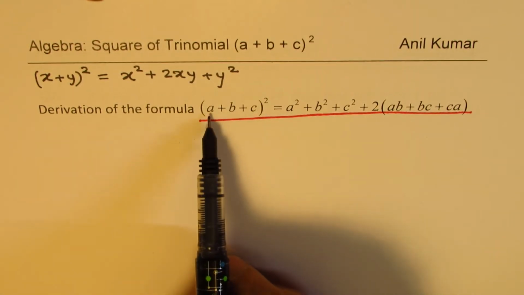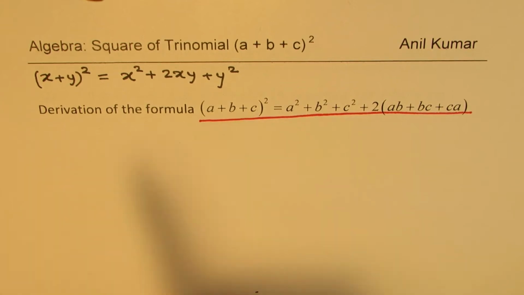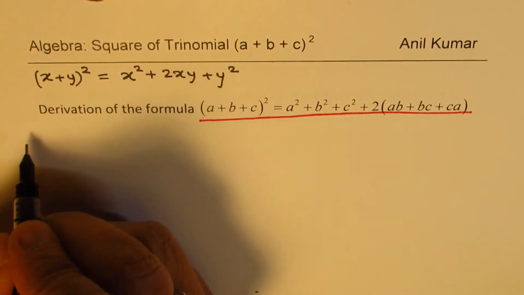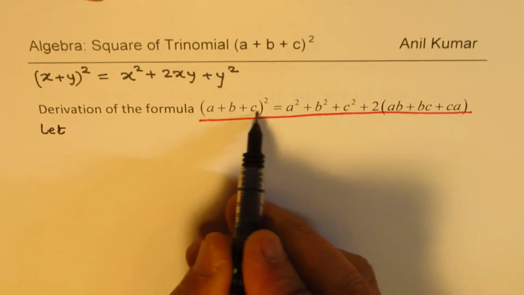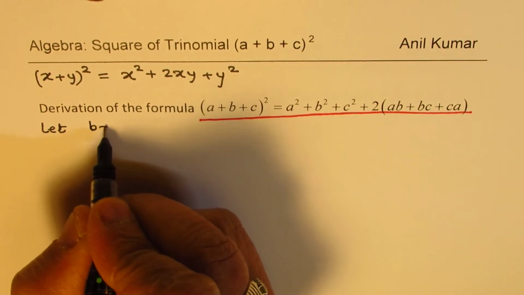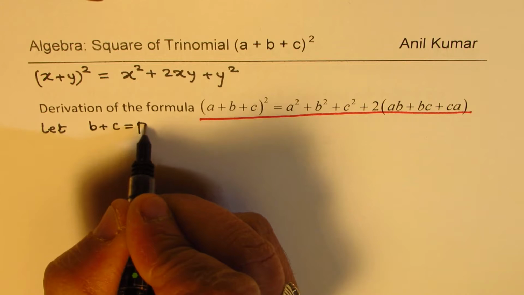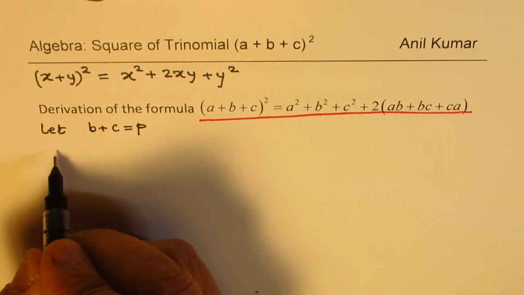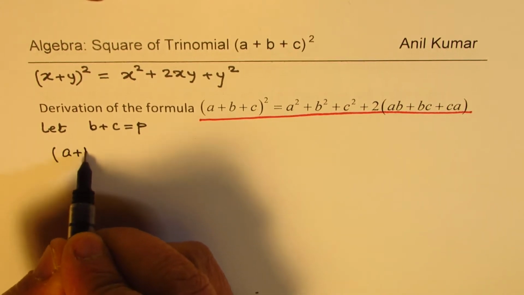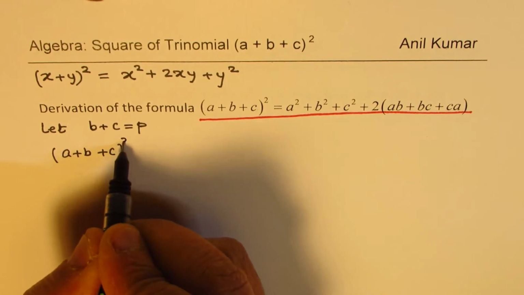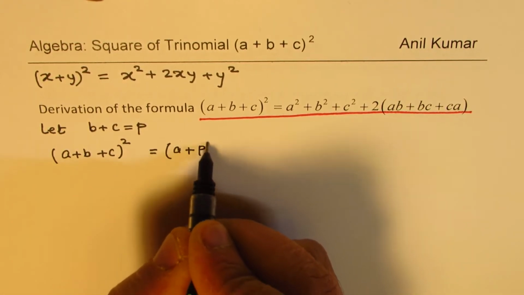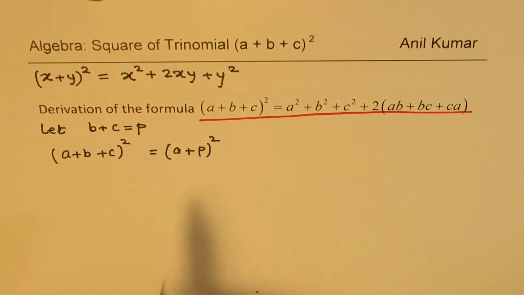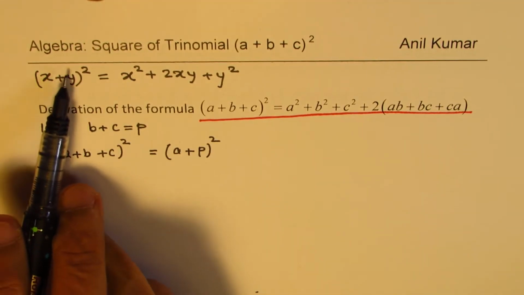But now we have a plus b plus c. There are three terms. What can we do? Well, we can combine two terms. Let us say b plus c is some other number, p. In that case, we could always write (a + b + c) whole square as (a + p) whole square. Now this becomes like a binomial expansion.